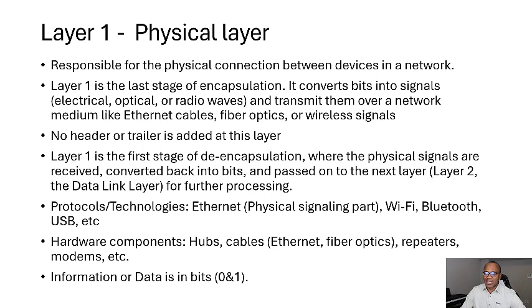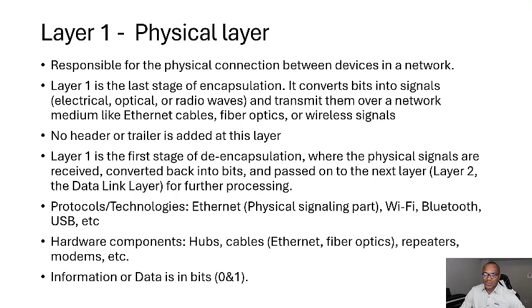And layer 1 is just responsible for the physical connection between a device and a network. Like I said, layer 1 is the last stage of the encapsulation process, and it converts bits into signals and transmits them over a network medium like Ethernet cable or fiber optics. No header or trailer is added at this layer. And layer 1 is the first stage of the de-encapsulation process, where the physical signals are received and converted back into bits and passed on to layer 2 for further processing.